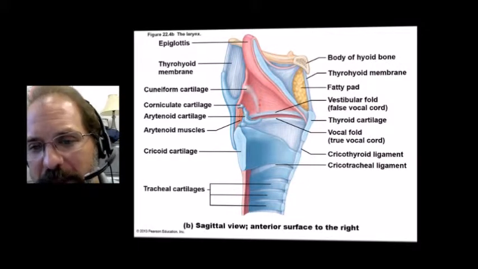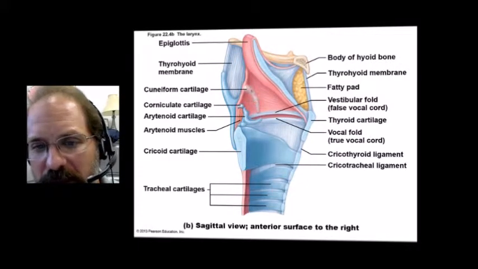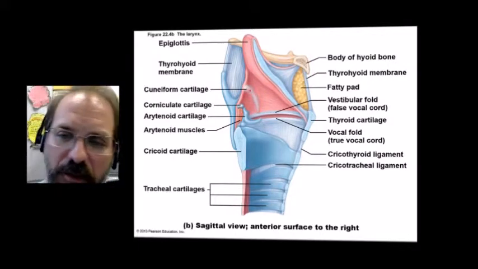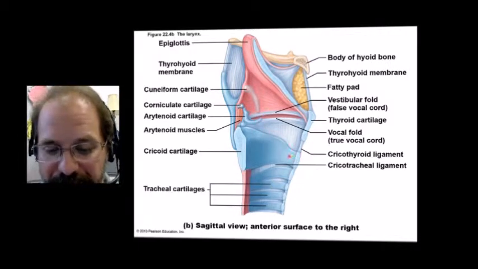cartilage below. And then buried in the lateral wall of the larynx is the last cartilage called the cuneiform cartilage. And it's really just a structural reinforcement of the wall of the trachea. It doesn't have a functional role to play in voice production.